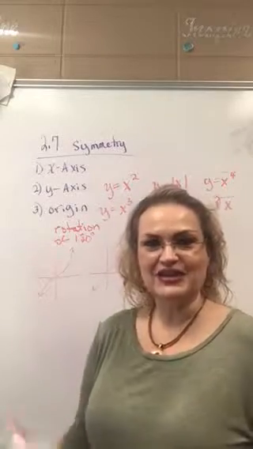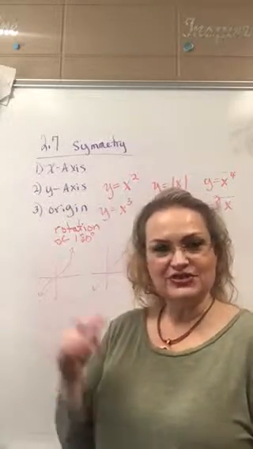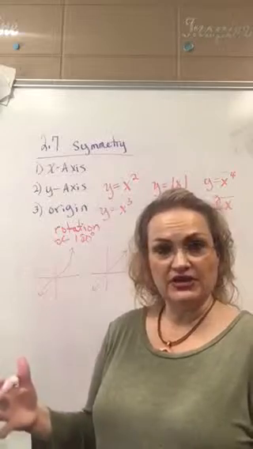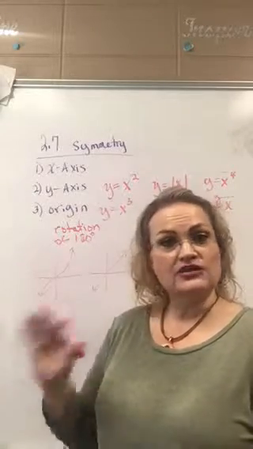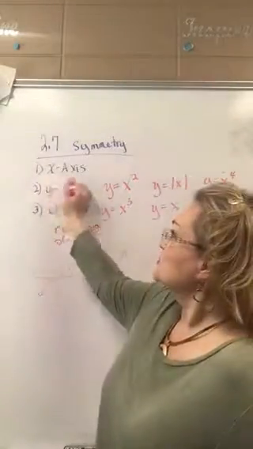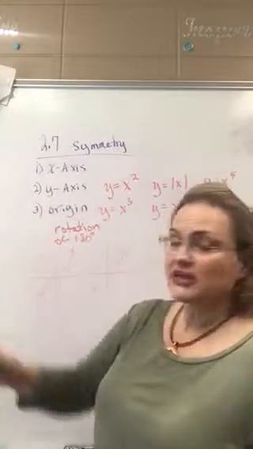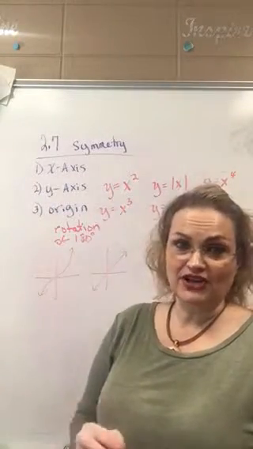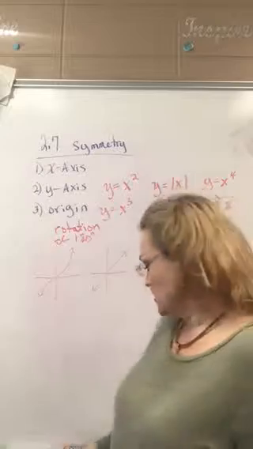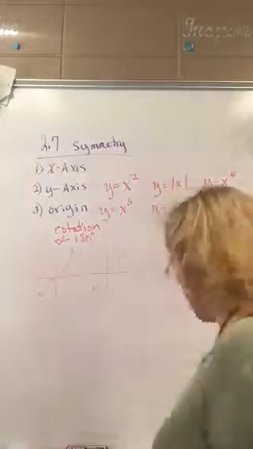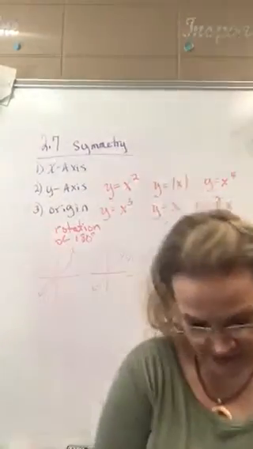Okay, back to symmetry. So the origin symmetry is a rotation symmetry of 180 degrees. All right, so that's what it looks like. And then the first one, the x-axis. If it's symmetric with the x-axis, it's not a function, and we don't talk about functions as much, but still we want to just be aware of this type of symmetry.